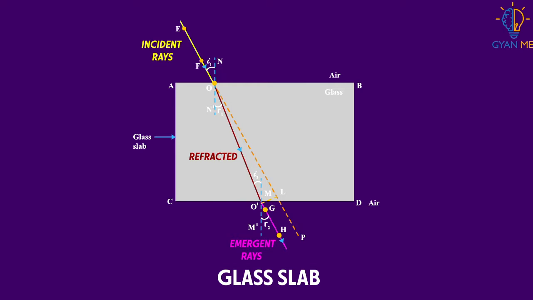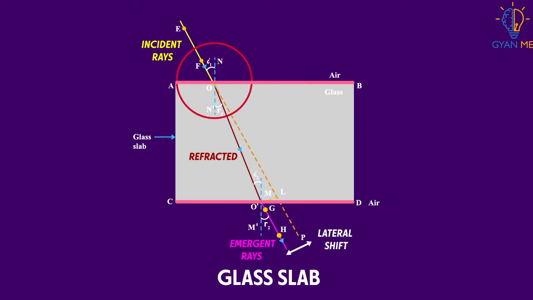This shift from its original path is known as lateral shift. This is because the refracting surfaces are parallel to each other. So the refraction at the first interface is nullified on the other interface.